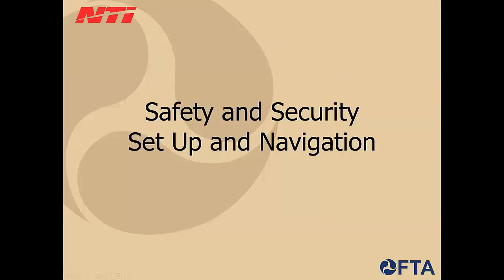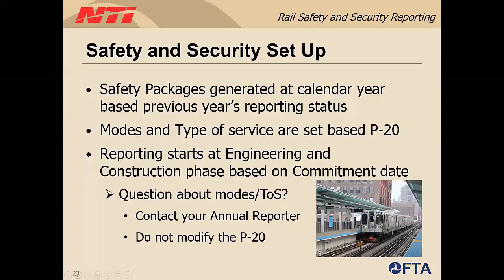First, we will review safety and security setup navigation. Safety and security packages are automatically generated at the beginning of a new calendar year based on the agency's previous reporting status. Modes and types of service available in the safety module are determined by the agency's P20 form. Reporting starts at engineering and construction phase and is based on commitment date on the P20 form.